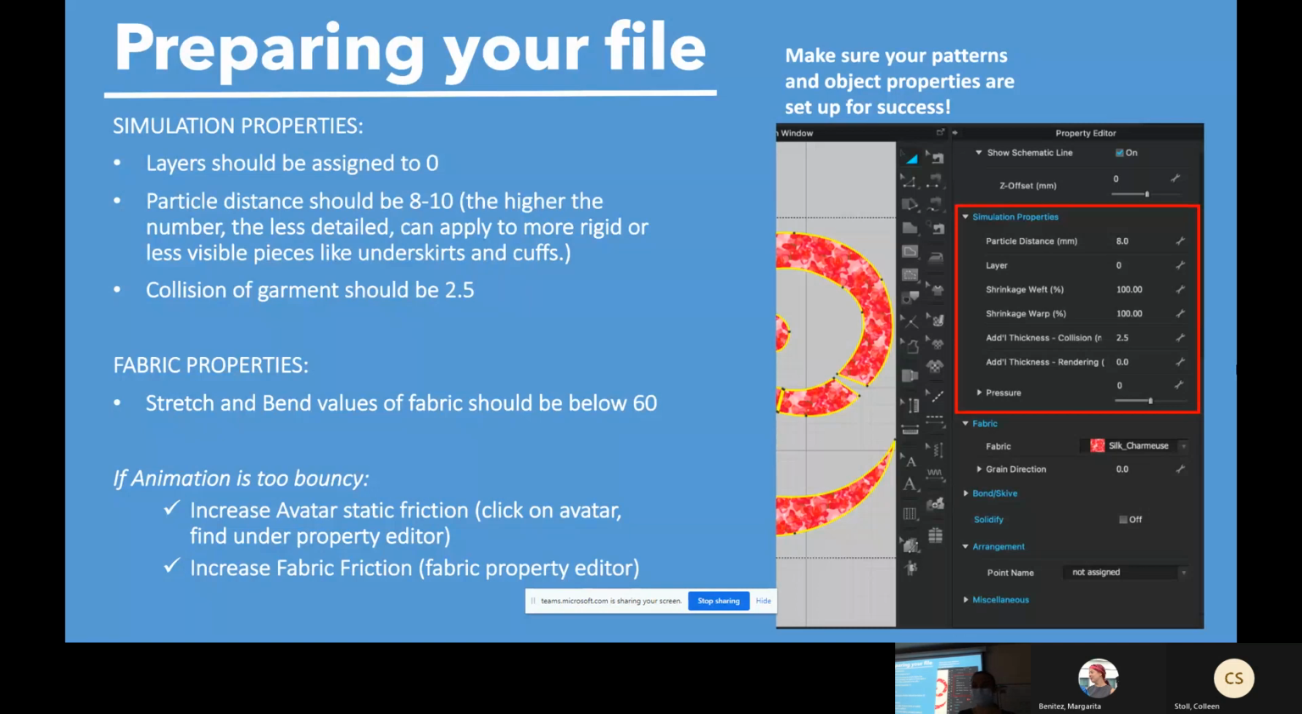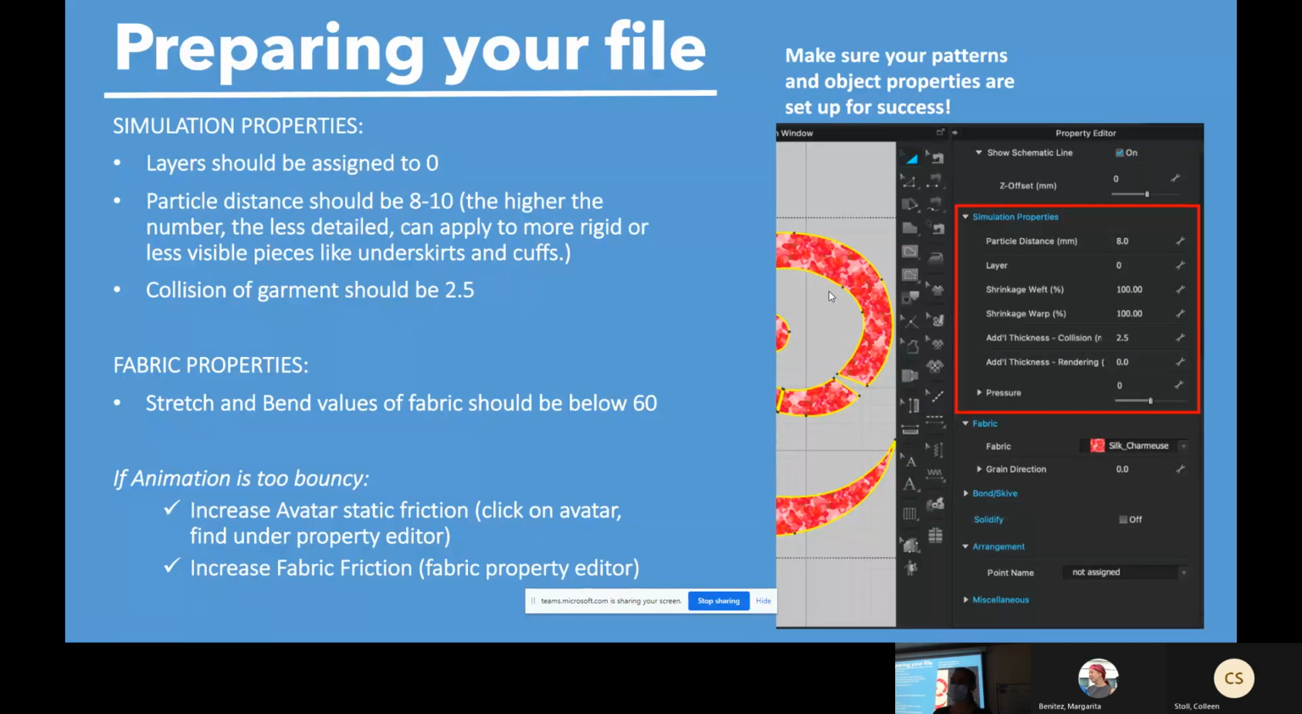So some other things you want to do. I put them first: the simulation properties. If you are in the 2D window, you can select all of your pattern pieces. And if you go to open your property editor, you'll scroll down to simulation properties.